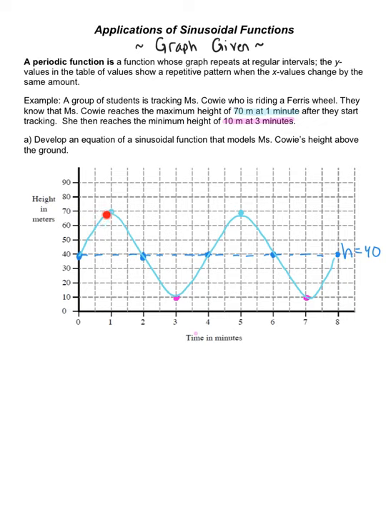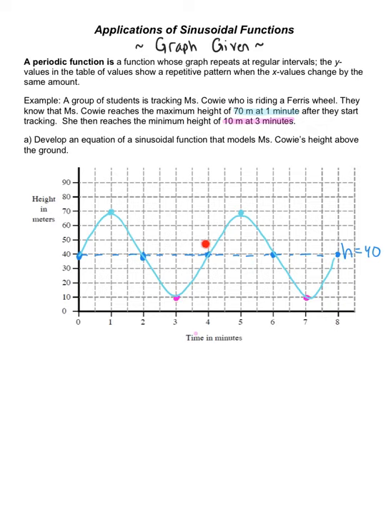Then she reaches a maximum height of 70 meters. That's the height above the ground. And the minimum height is 10, and that's because the Ferris wheel has to be above the ground. It doesn't hit the ground, so that's why the minimum height of Miss Cowie is not 0, because she's always going to be above the ground, even at the bottom of the Ferris wheel.